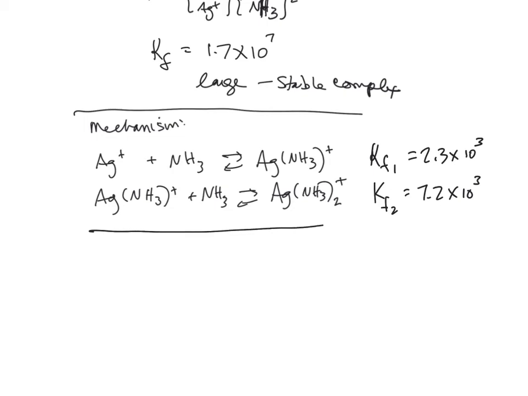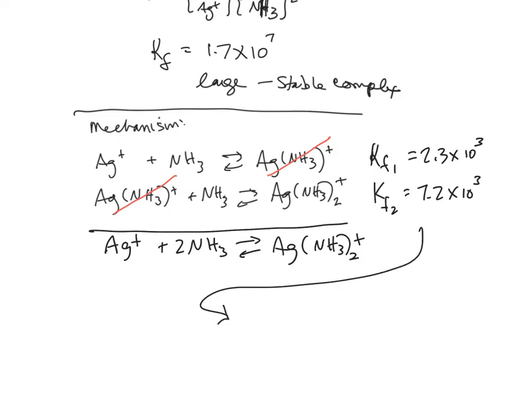We can talk about the overall process here. Even though the silver ammonia complex ion with just one ammonia is present, in terms of the overall reaction we don't include that. So we say silver plus 2NH3 is in equilibrium with the silver ammonia complex with two ammonia molecules. We've talked about this before. You can write the Kf expression for the overall process.